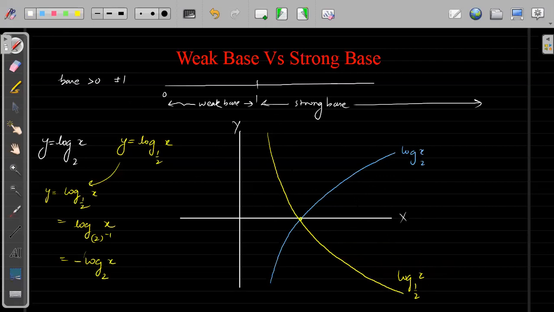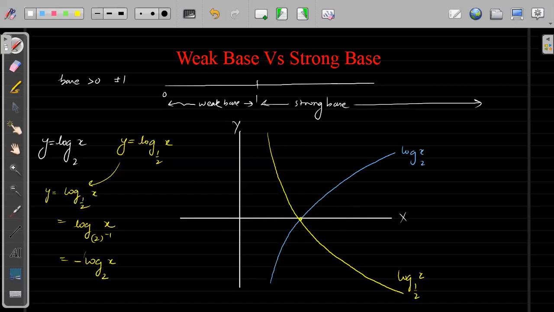Kaushik is asking, sir, is base one a strong base or a weak base? By what I have said, base one will not exist. So there is no point in asking weak base or strong base, what is the value one? I have said that base one will not be there.